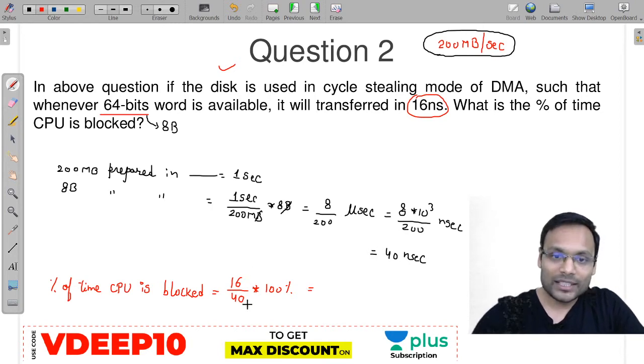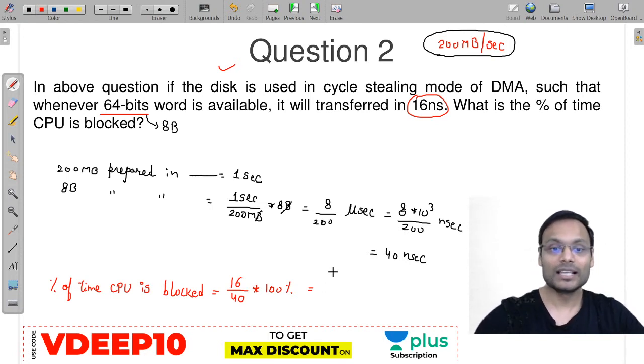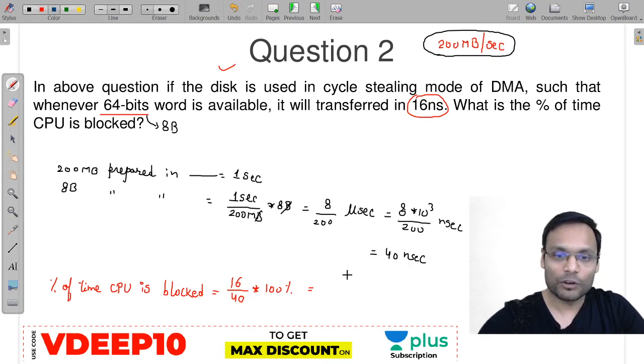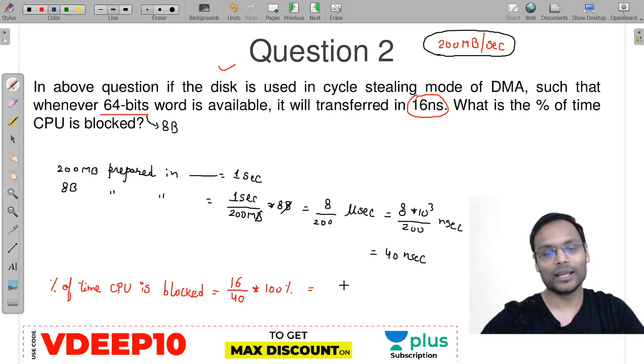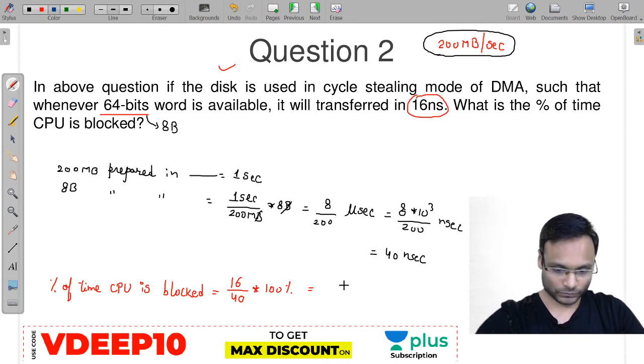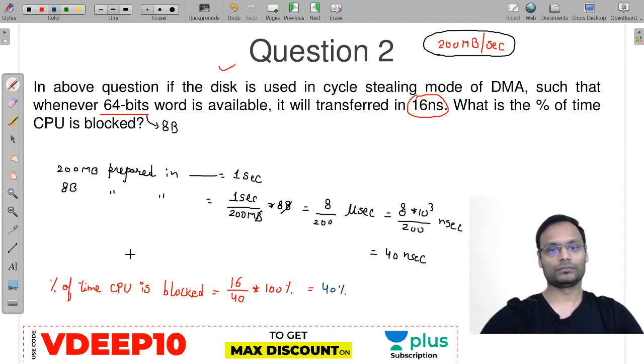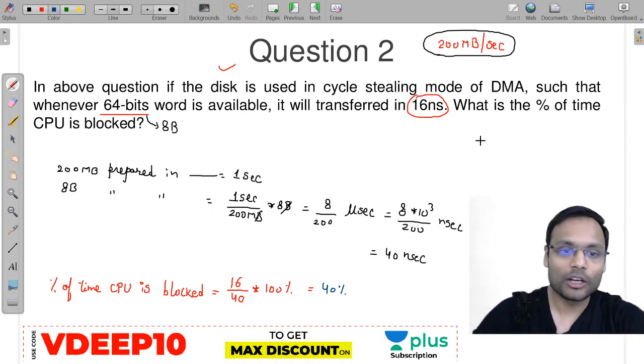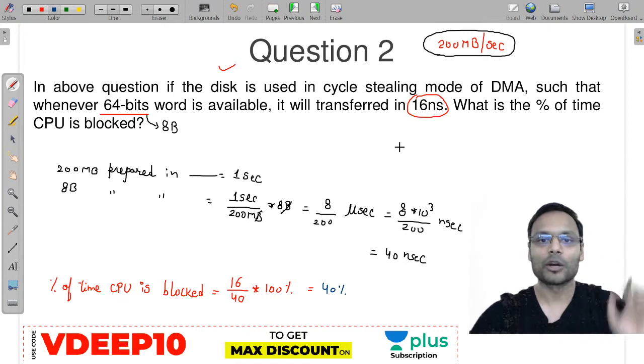Okay. And how much will it be? 2 by 5, or how much? 40%. Okay, great. So 40% of the time CPU will be blocked because of DMA.